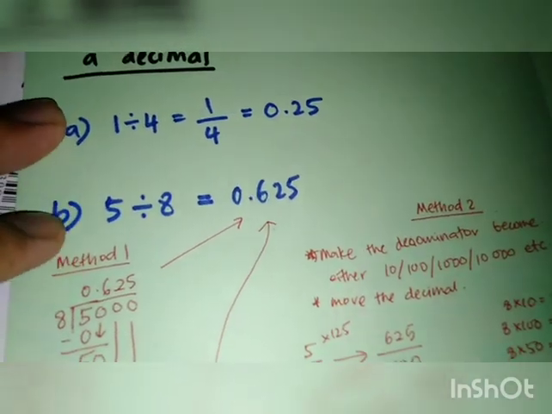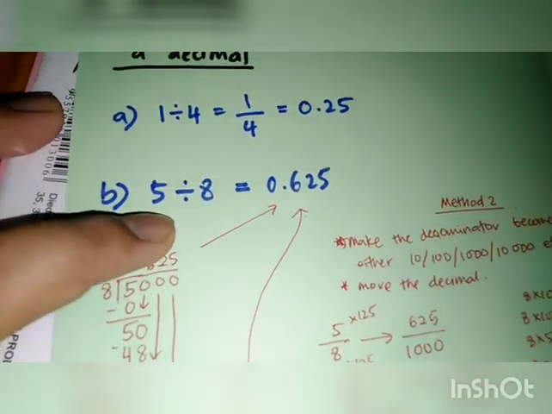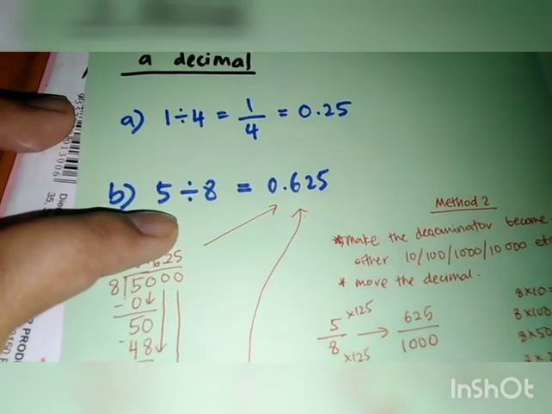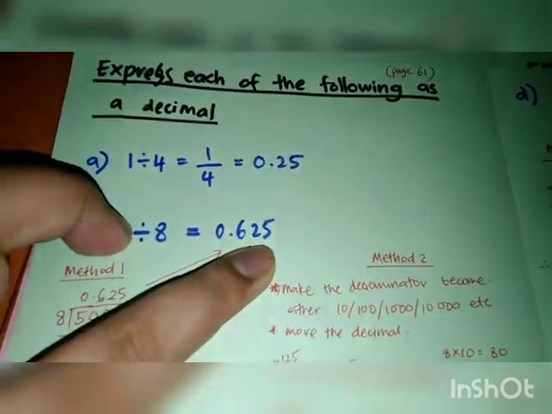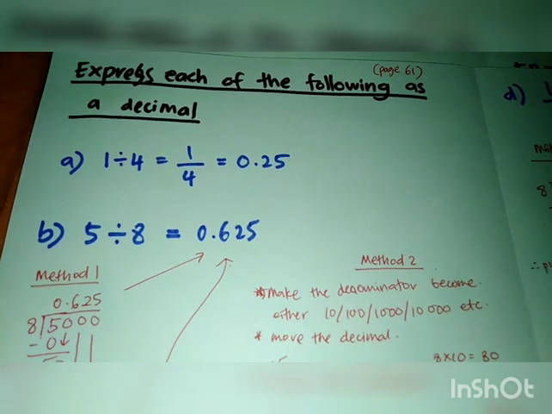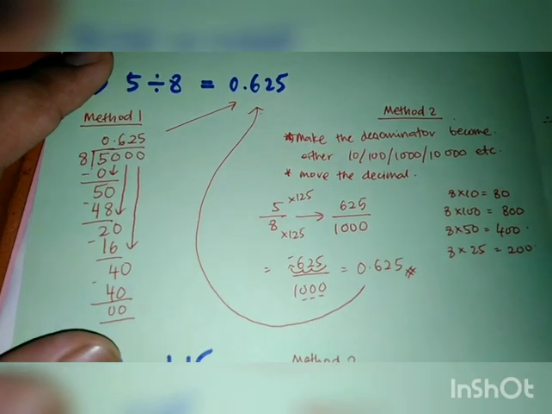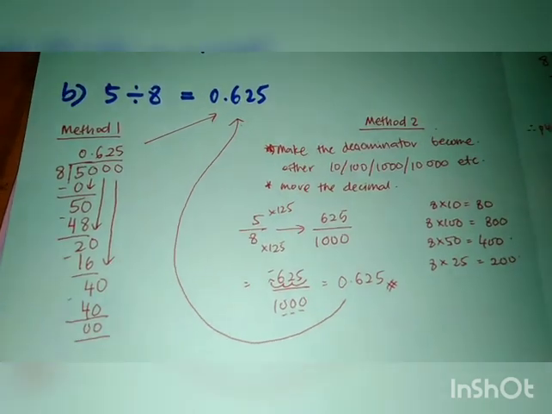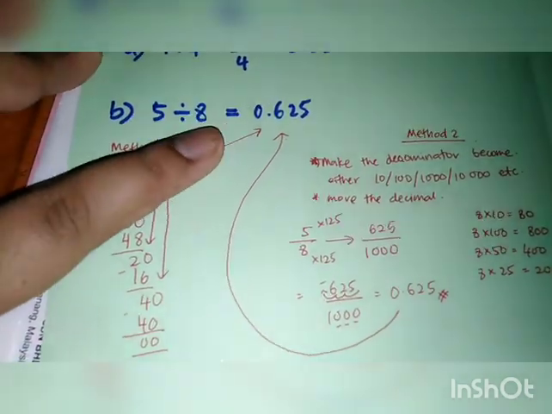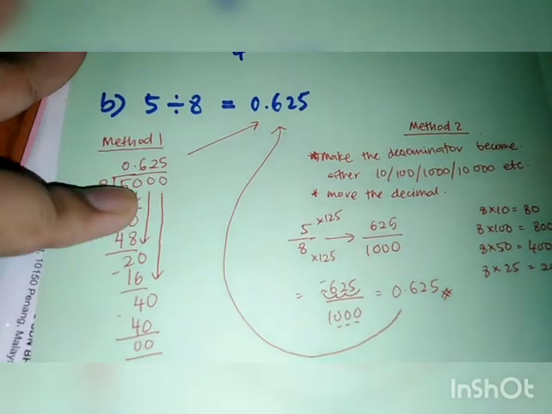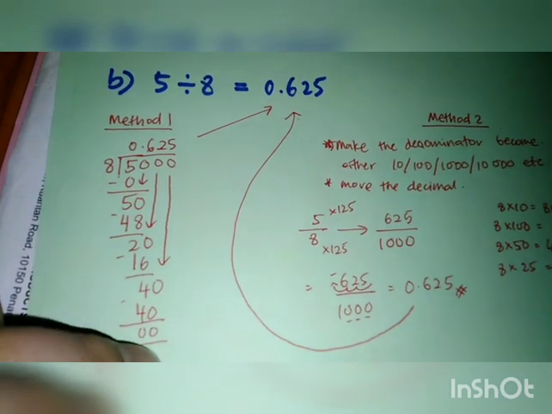So we move first to B, the question B, sorry. 5 divided by 8, alright? So 5 divided by 8, the answer will be 0.625. So to express the fraction into the decimal, also I'm giving you 2 different methods. You may use which method you find suitable the most to you, right? So the first method is 5 divided by 8. You just need to do the long division by adding the 0 at the end, until you get no remainder, alright?